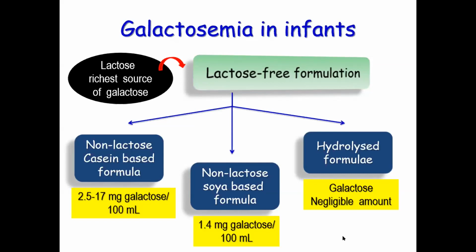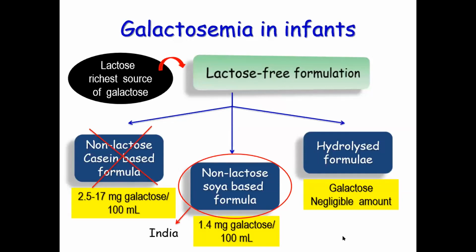One is you can give a non-lactose casein-based formula. A lot of people make this mistake. We are not supposed to give the casein because the casein contains about 17 milligrams of galactose per 100 ml. So casein is not to be given. In India, we promote soy-based formula. So soy-based formula is not containing galactose or very minimal galactose, but there's a problem that in children less than 6 months, soy is not to be promoted. And this is not me saying it, it is by the American Academy of Pediatrics, who says that soy is not to be given in less than 6 months.